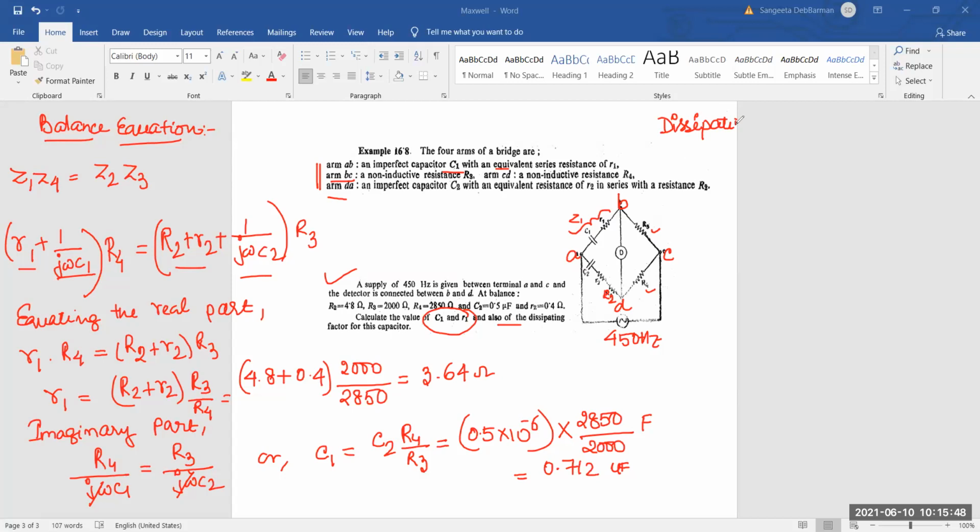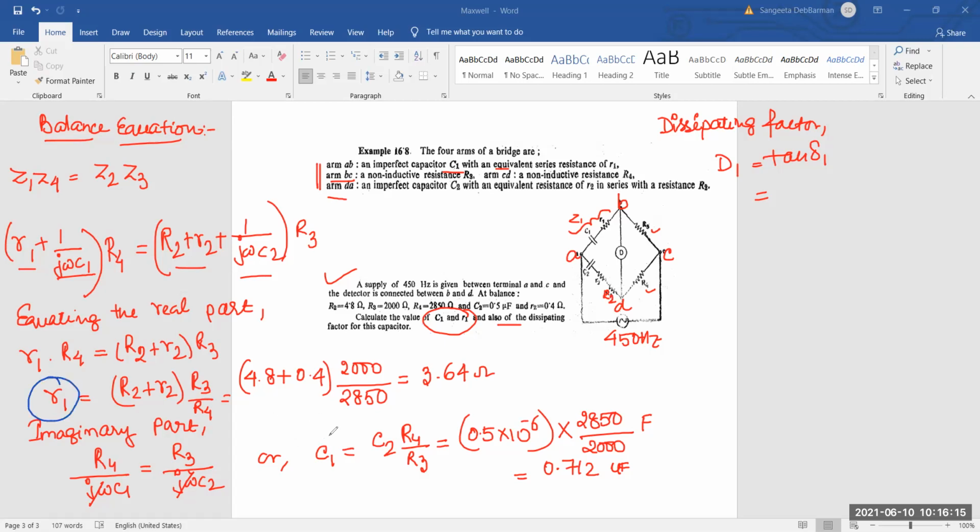Dissipating factor. So can you tell me the dissipating factor equation? If I write it, tell me the equation. What can I write? One thing you keep in your mind, it has to be a combination of C1 and R1. That means which you are required to find out. You have to find out this R1.